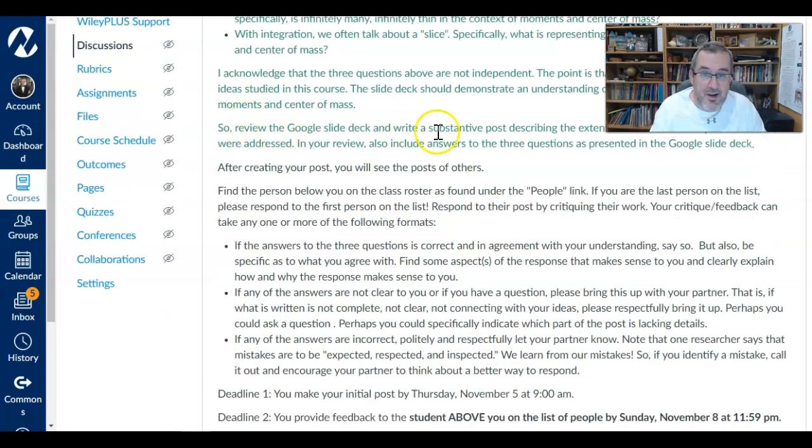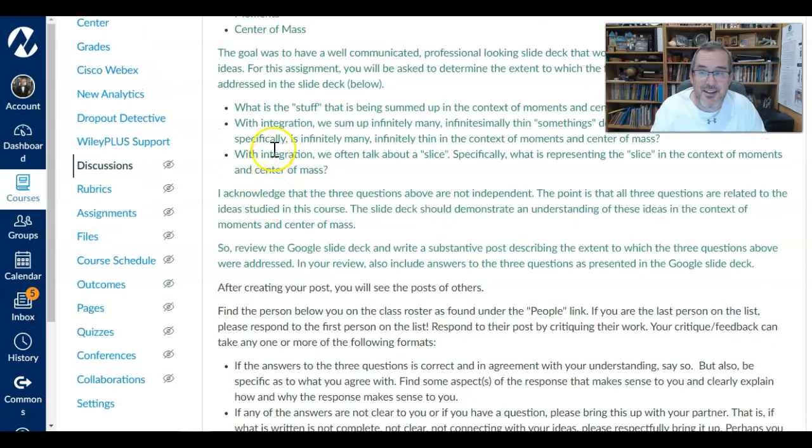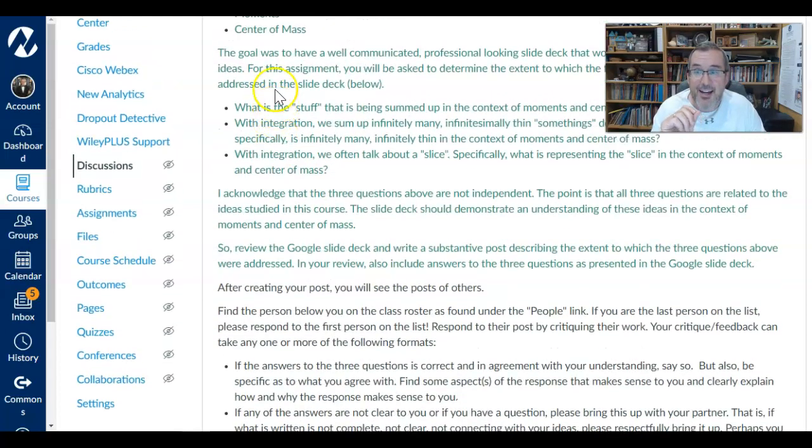So what you'll do is write a substantive post describing the extent to which the 3 questions were addressed. These 3 questions up here about the stuff and the slices, all that. So give some feedback. Now, not just good job. That's not helpful feedback. Some substantive feedback describing the extent to which this happened. And then in your review, actually answer the questions.